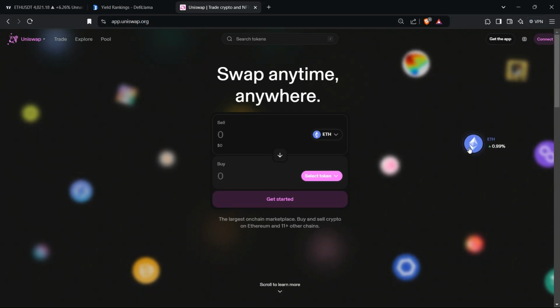Uniswap V3 changed the game with concentrated liquidity, letting you supercharge your earnings by choosing specific price ranges. So in this video, I will show you how to build a liquidity pool using Ethereum and USDC as an example with three powerful strategies: 100% Ethereum, 100% US dollar, and a balanced 50-50 split.